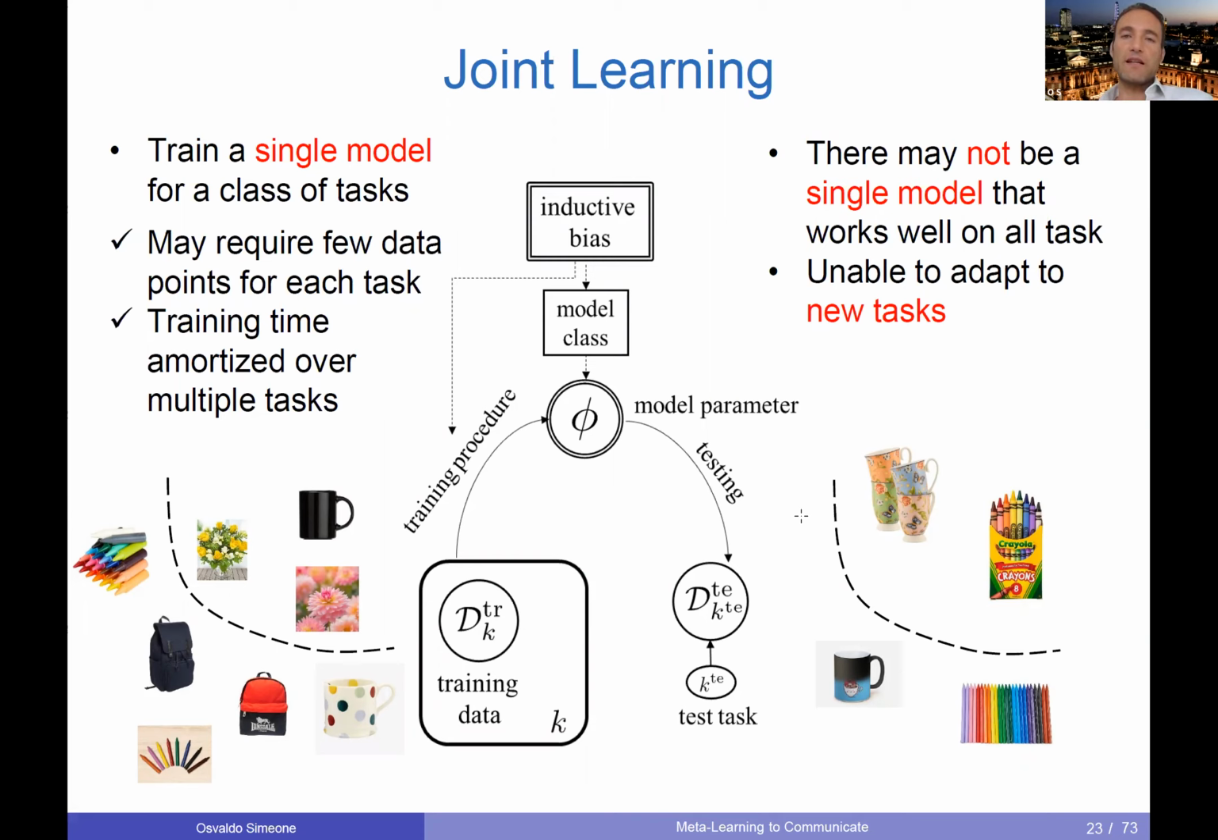Okay, so basically meta-learning is a way to deal with these two shortcomings, with these two limitations of joint learning: the fact that there may not be a single model that works well, and the fact that we would like the model to be able to adapt to a new task. Because in communications, once the configuration of the system changes, we typically get data from the new configuration, right? Pilots from a new channel realization. So we should be able to use that data to adapt the system, the model, to that new task.